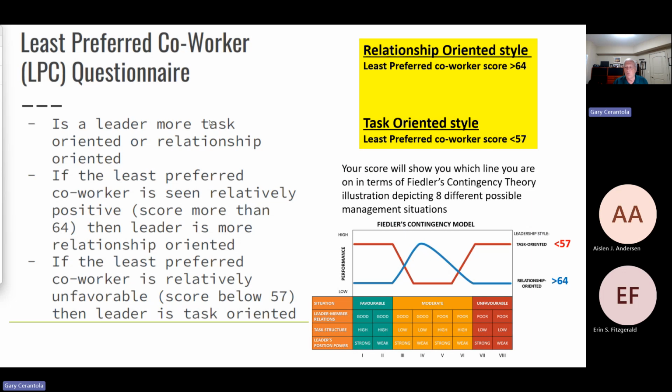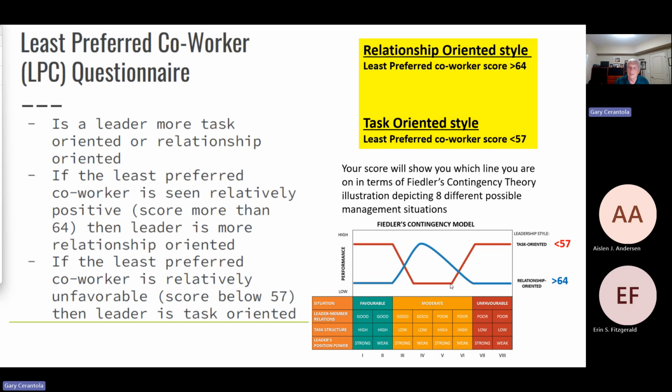Because this is Fiedler's work that he's done. What Fiedler has done is he's looked at 8 different situations. And you can see that based on these 3 characteristics: the leader-member relationship, if you've got a strong relationship with your workers; the task structure, is it very structured or least structured; and the leader's position power. Based on these 3 things, you can see that if you're relationship-oriented, for these particular situations, your performance is high. For these particular situations, your performance will be low.